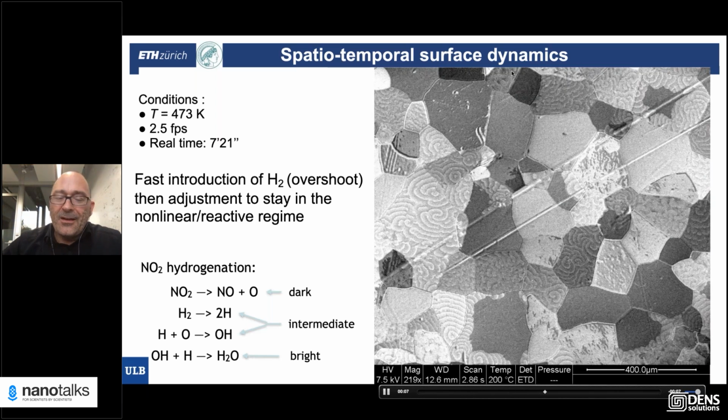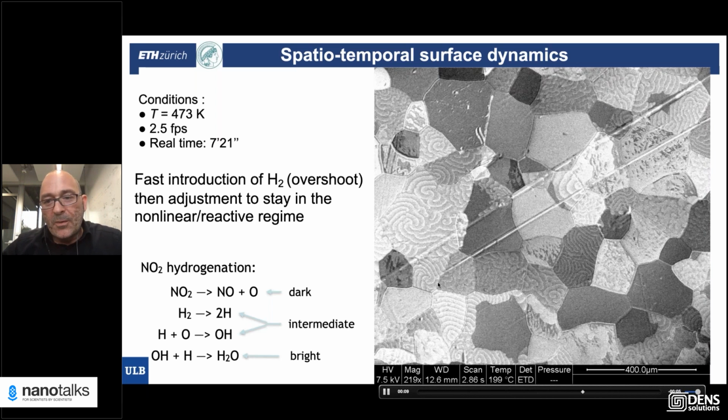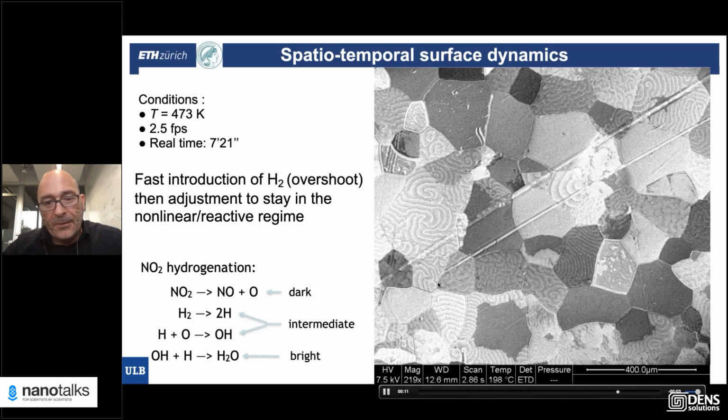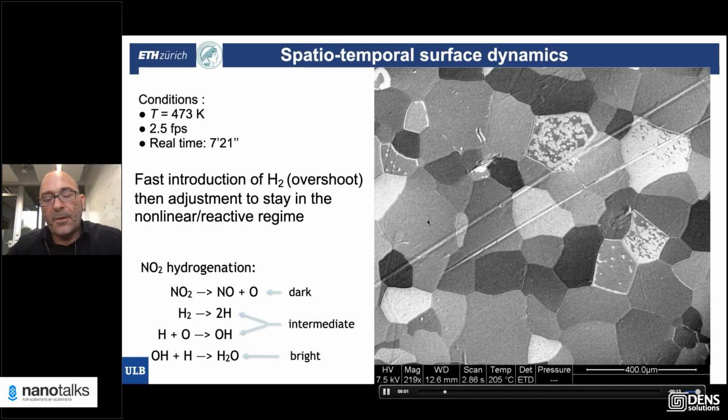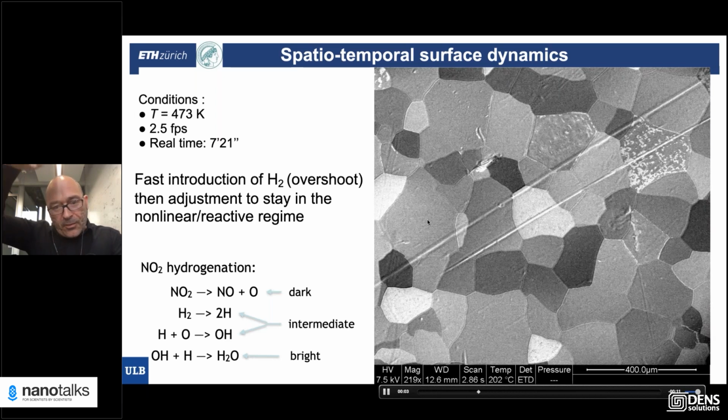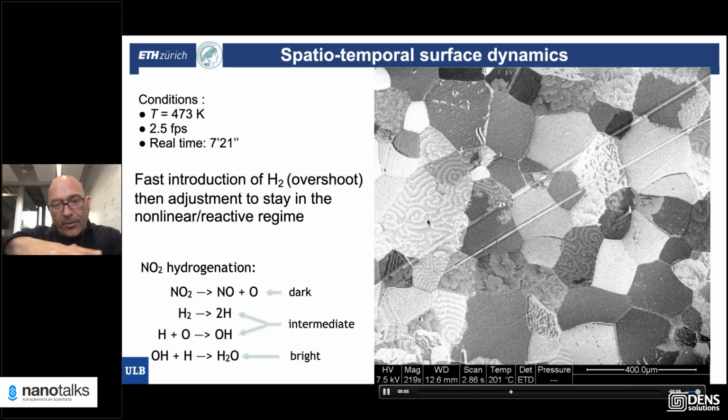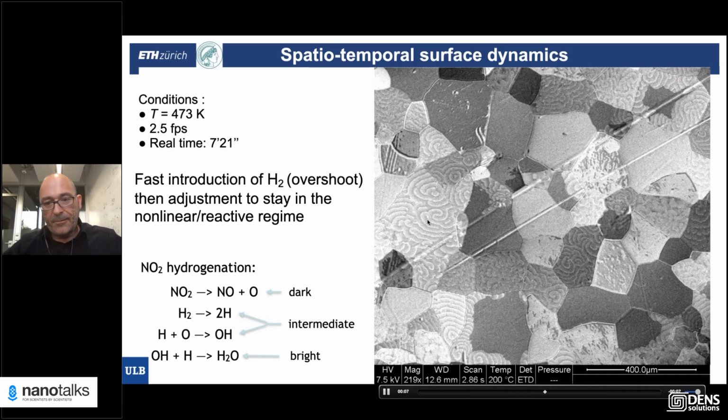And now you see what I mentioned at the beginning, beautiful spiral patterns, dissipative structures. So what you see here in the SCM is the propagation of reaction fronts when species of NO2 adsorb on the surface and react with hydrogen.